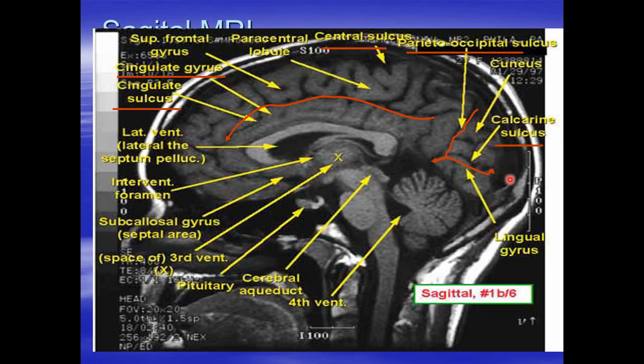Now this is the occipital lobe, which is separated from the parietal lobe by this sulcus, which is the parieto-occipital sulcus. Also we have here what's called the lingual gyrus, and by continuing the line inferiorly it will be separated from the temporal lobe.